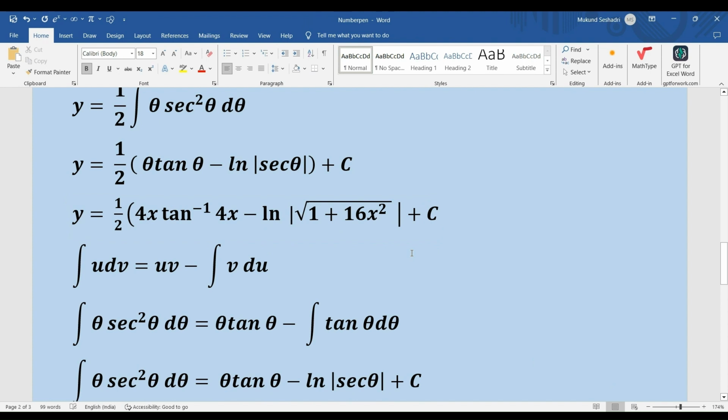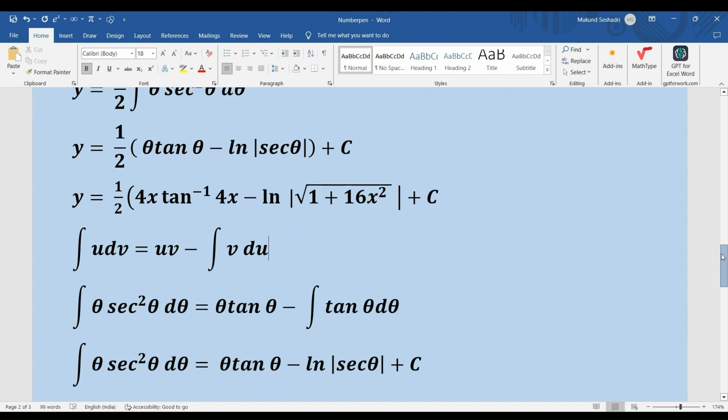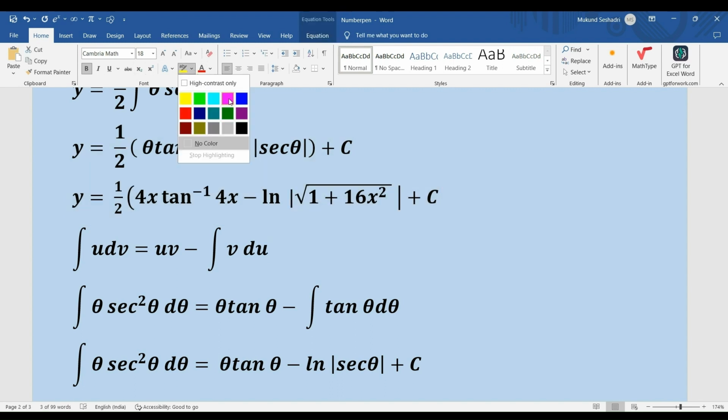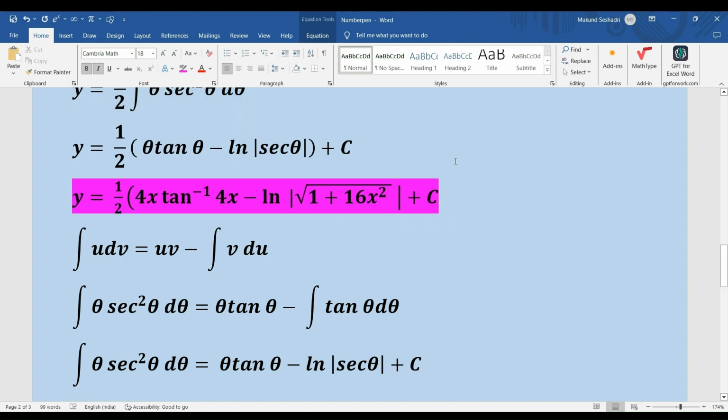So can we do any further simplification on this particular expression? I have half of 4x times tan inverse of 4x minus ln of mod of square root of 1 plus 16x square plus c. I don't think I can do any further simplification. Therefore, let me call this my final answer, highlighting it in pink.